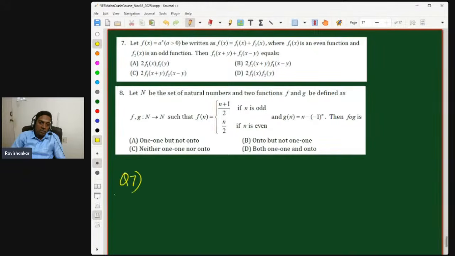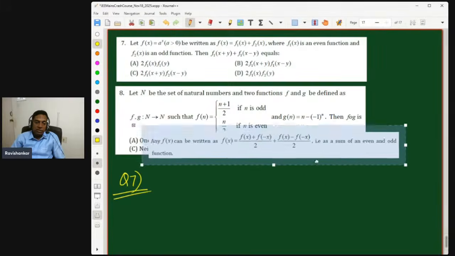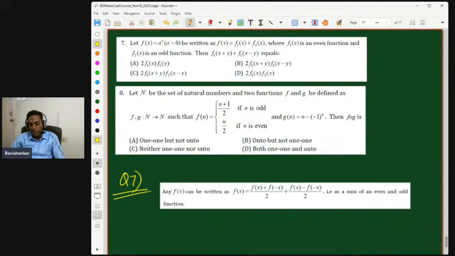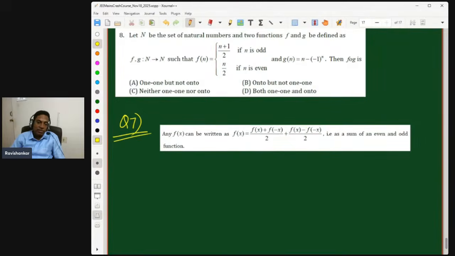Okay, now question 7. We are writing f of x as a sum of an even function and an odd function. And in fact, in the theory, both in class as well as in a summary sheet, I've given that any function can be written as a sum of an even and odd function.